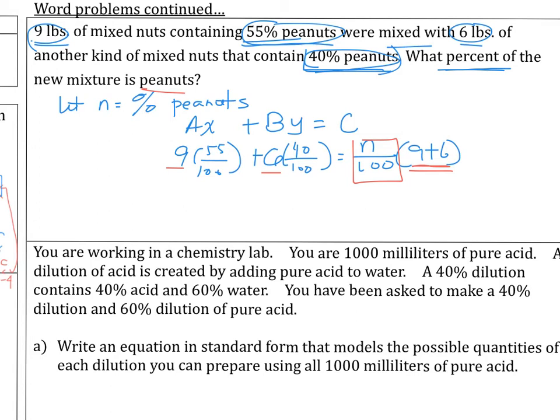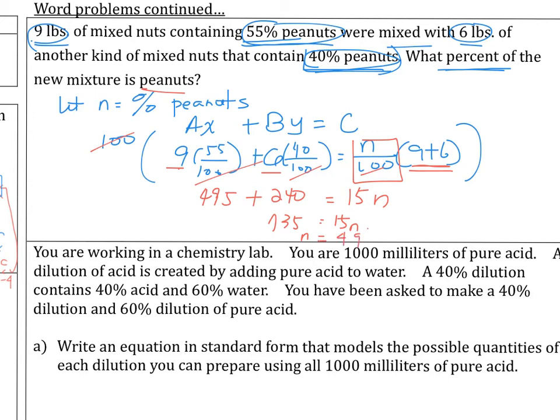So I can go ahead and multiply the entire equation by 100 to cancel out the 100 in the denominator. 9 times 55 gives me 495. 6 times 40 is 240, and this would be 15n, and here 735 equals 15n, and when we solve for n, it should equal 49%.